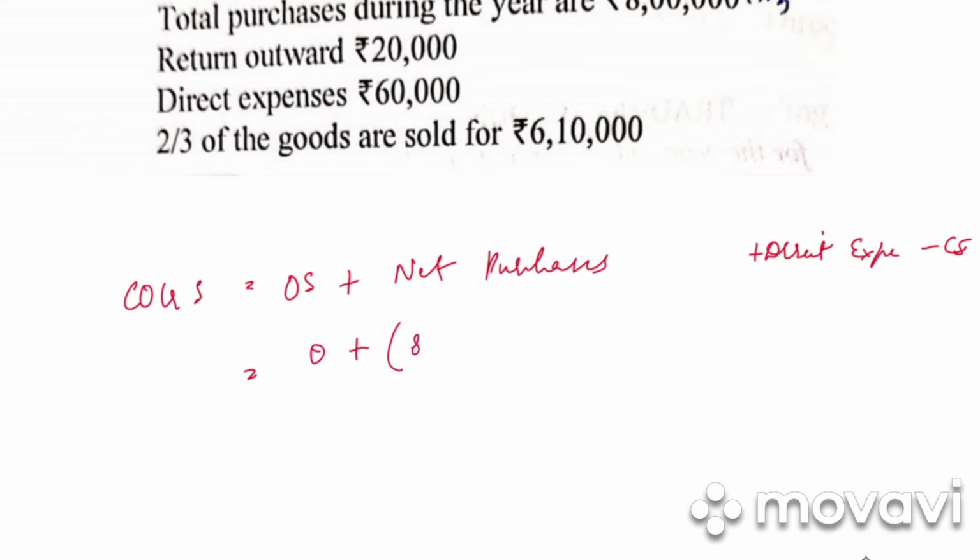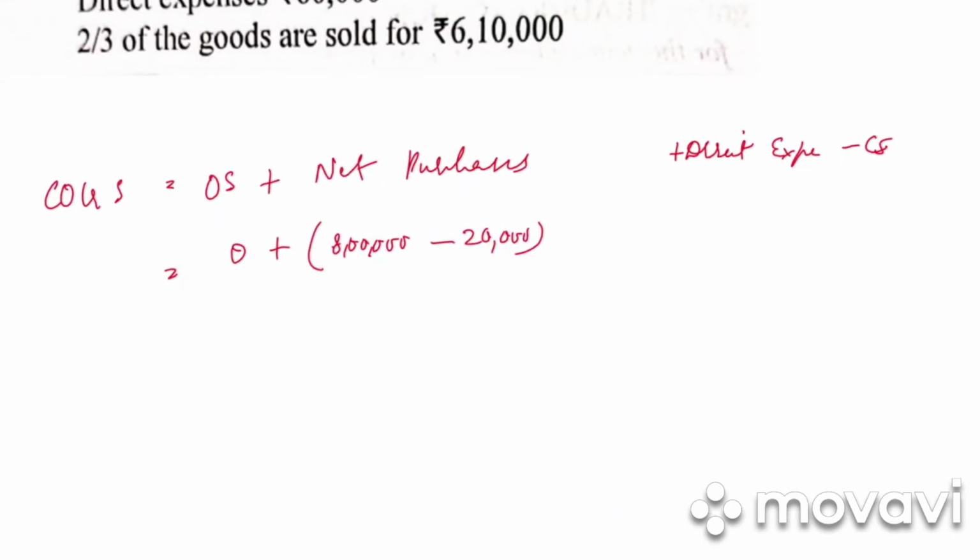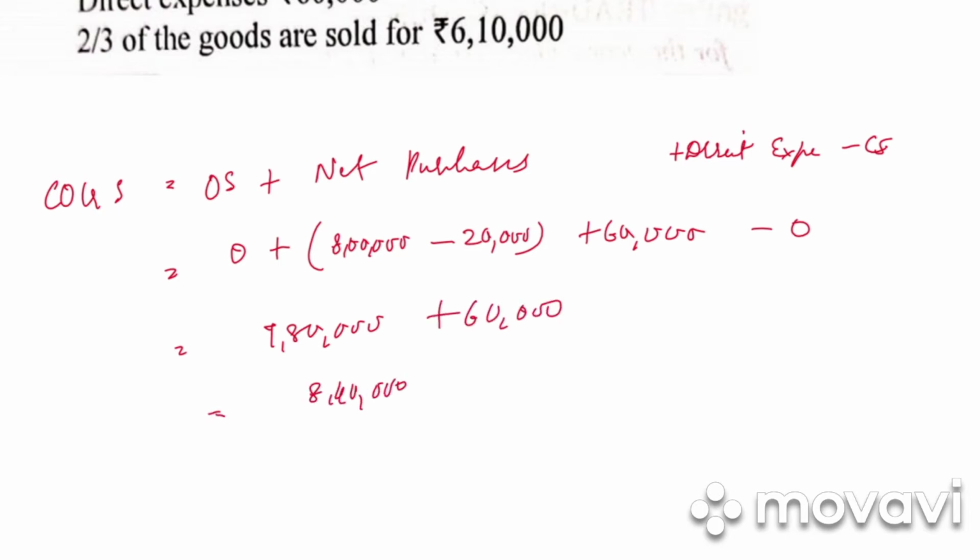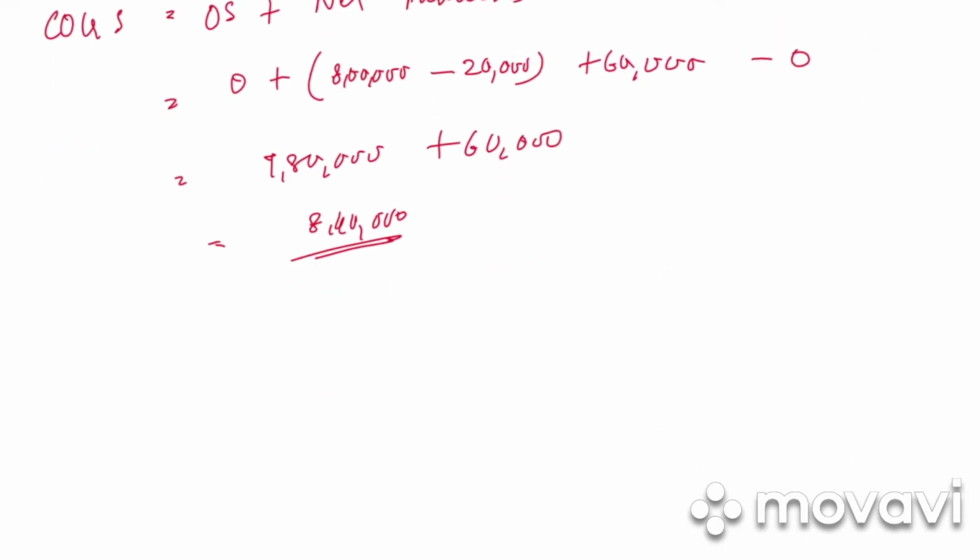Net purchases will be how much? Purchases minus return outward. Return outward is 20,000. Direct expenses 60,000. Closing stock is nothing. So 7,80,000 plus 60,000, we get 8,40,000. We got cost of goods sold.